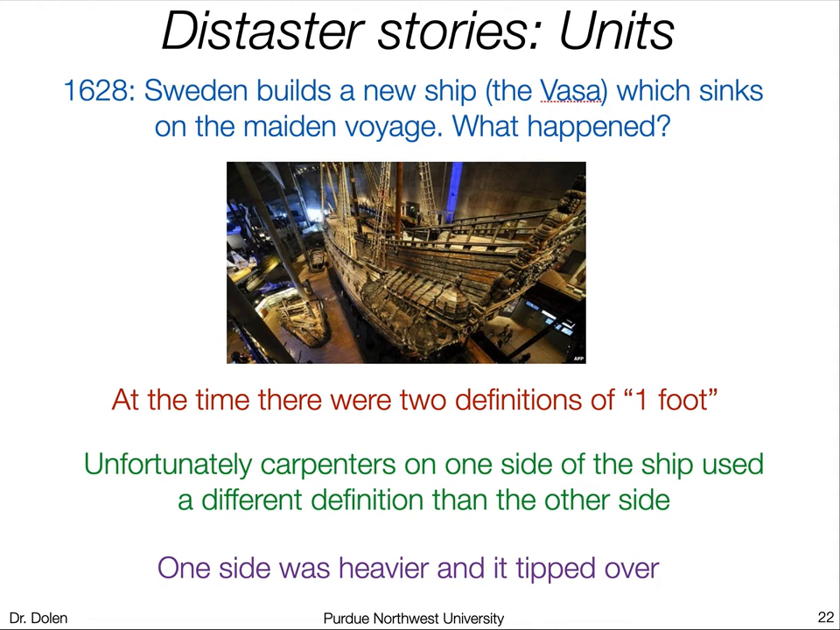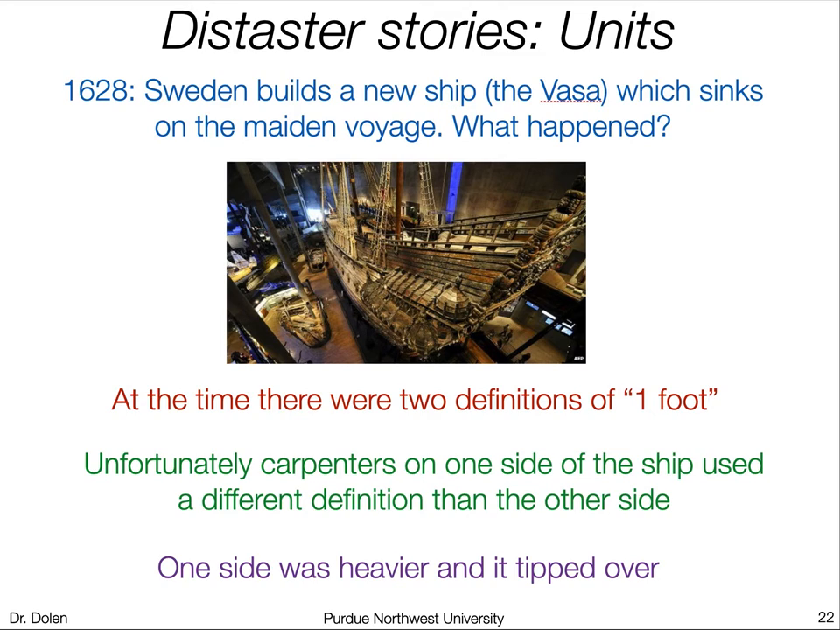Just as a little aside, a little break, let's tell some fun stories. What happens when you don't have good units? So here's my first fun example. In 1628, Sweden built this new ship. It's called the Vasa. And it turns out this ship sank on its maiden voyage.